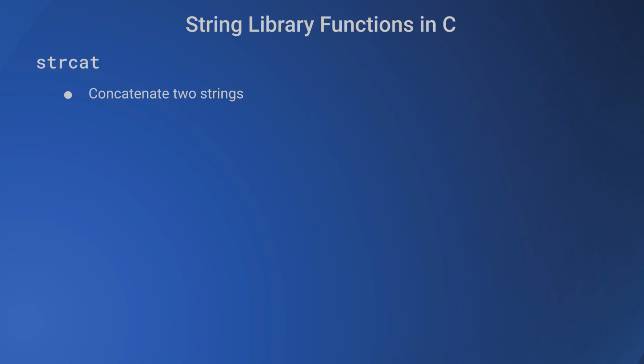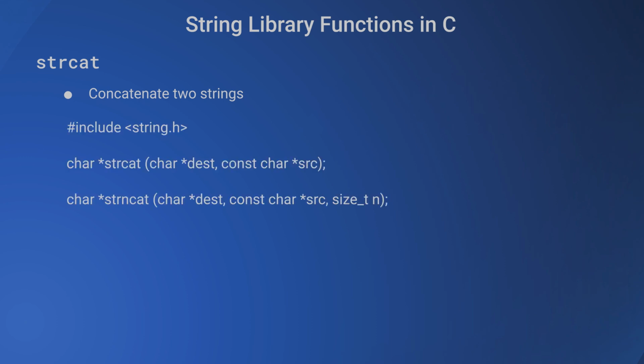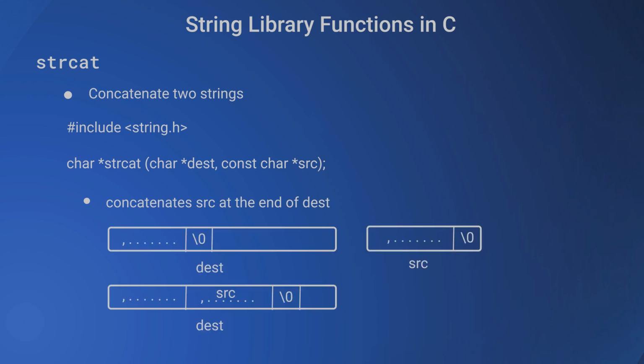The strcat library function is for concatenating two strings. There are two input strings, source and destination. It concatenates the source string at the end of destination string. There are two variants, strcat and strncat. strcat concatenates the source string src at the end of destination string. First, the null character at the end of destination string is removed. Then the source string is copied at the end of destination string and the terminating null character is written.